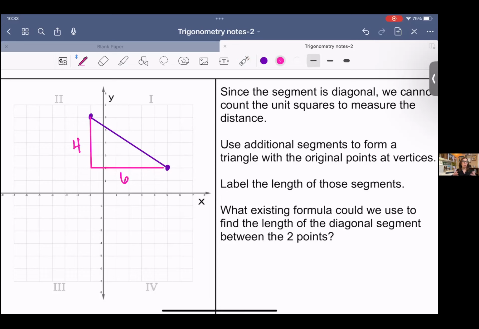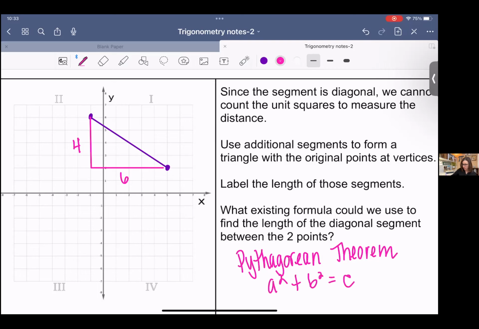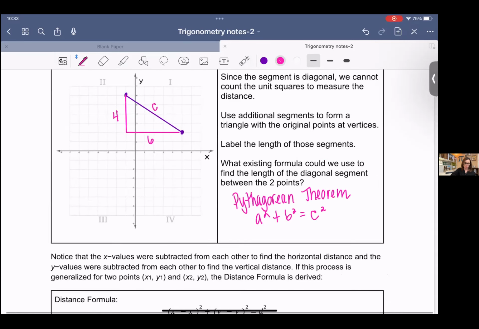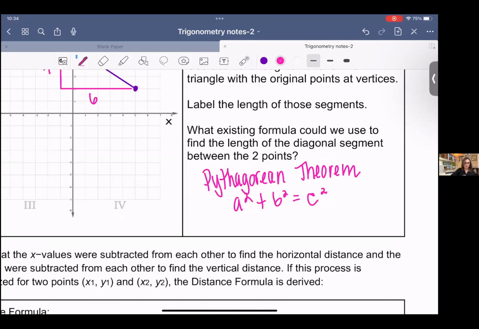Now, what can we use? What have we learned that you could use to solve this problem, to find the purple segment? This is a right triangle, so the Pythagorean theorem is going to come in handy here. A squared plus B squared equals C squared, where this missing side is C. Let's go ahead and find it using the Pythagorean theorem.